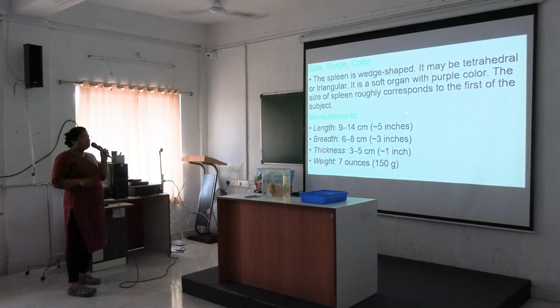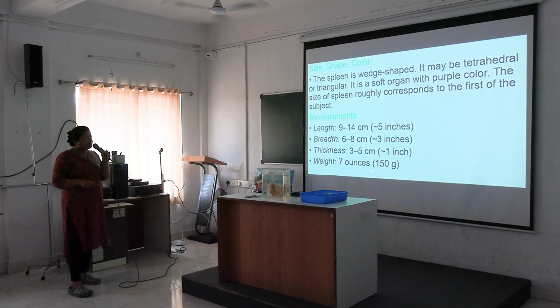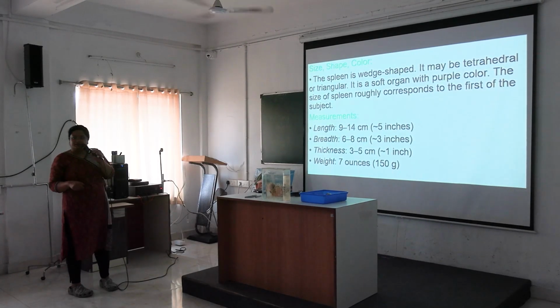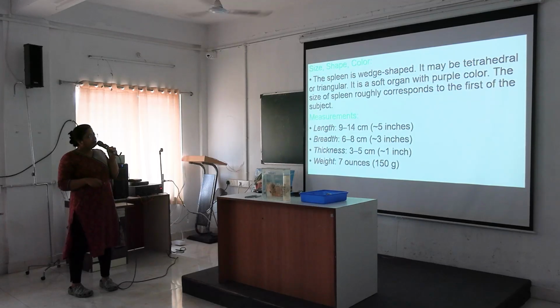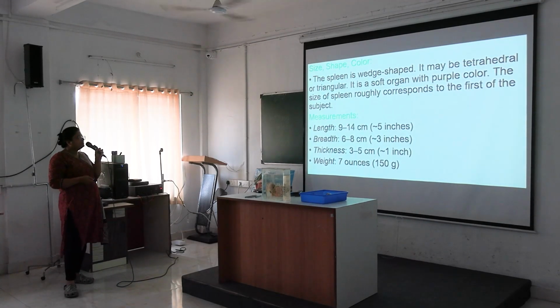This is in centimeters, and this is in inches and ounces. So thickness is 1 inch, breadth is 3 inches, length is 5 inches, and these are the corresponding centimeters, and weight is 5 ounces, and in grams, 150 grams. Okay, so Henry's dictum you remember, from that you can calculate these measurements.